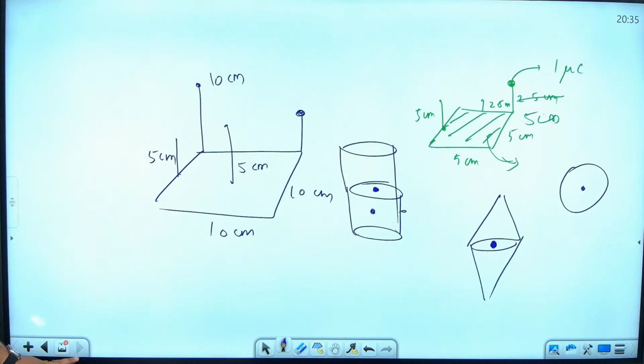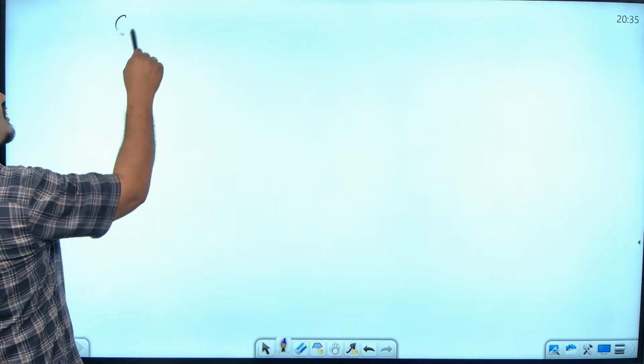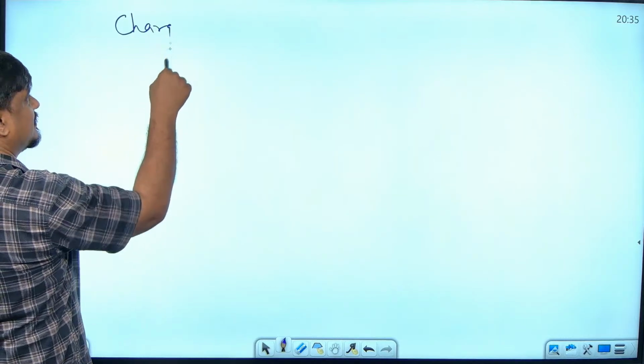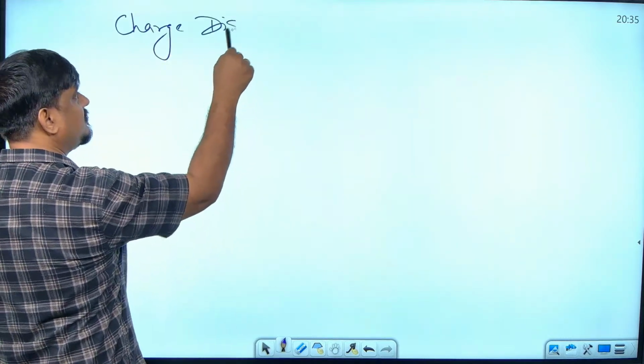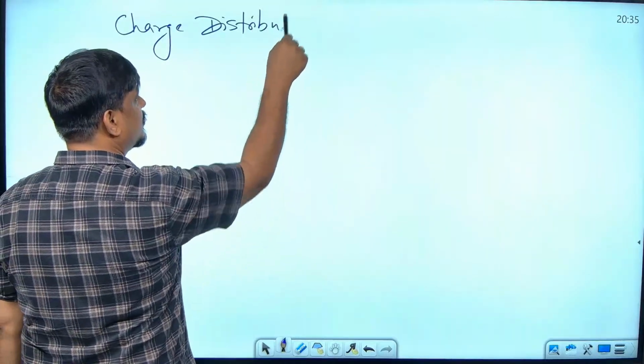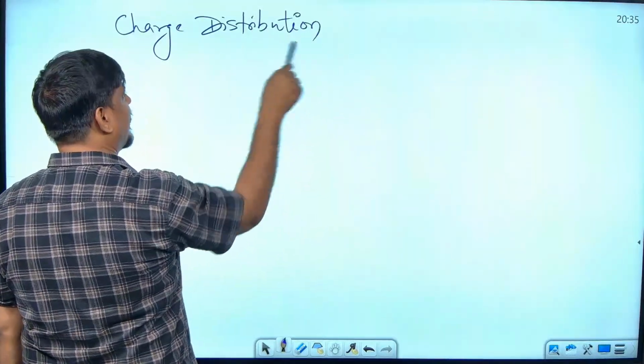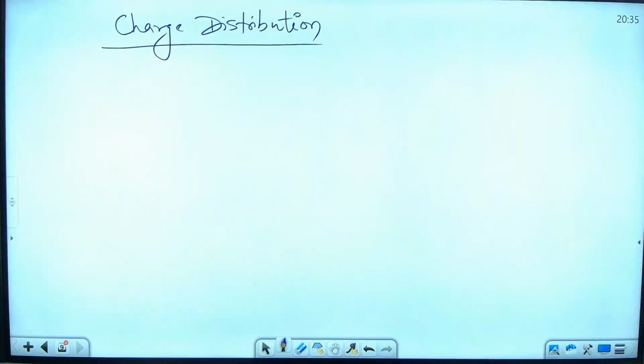Okay? The next topic for today's class is charge distribution. Give the heading as charge distribution. Before I start talking about the application of Gauss law. Charge distribution.